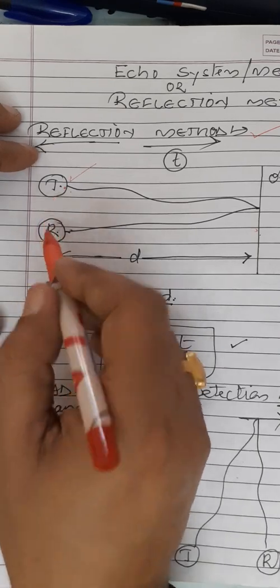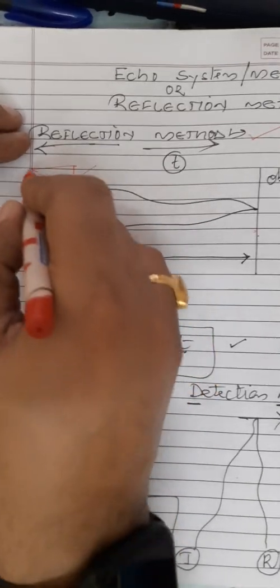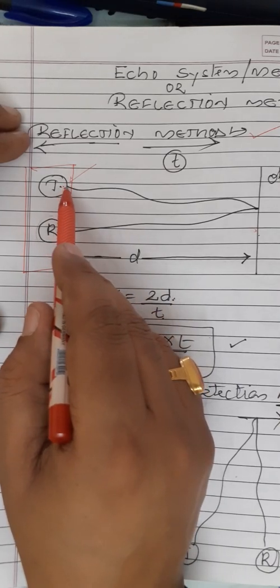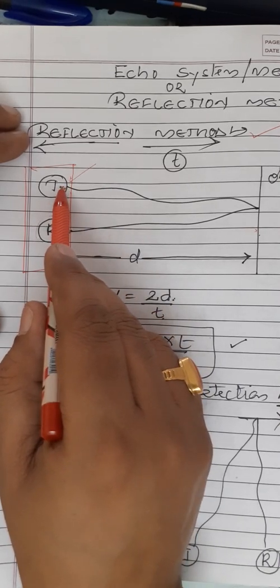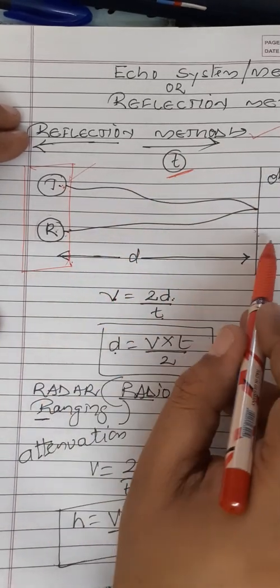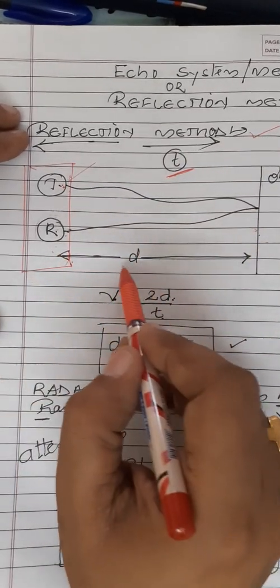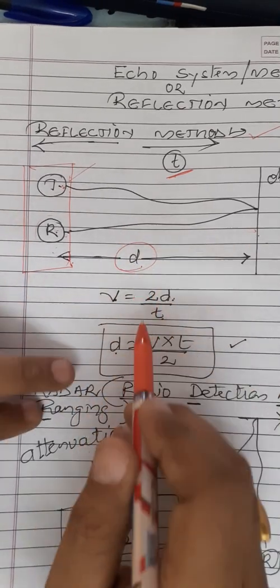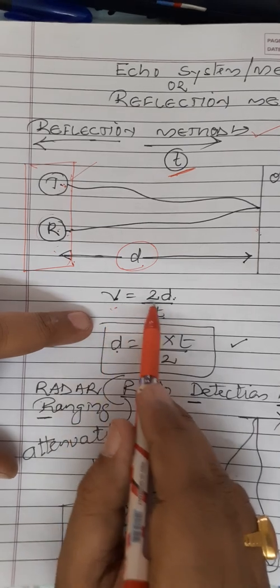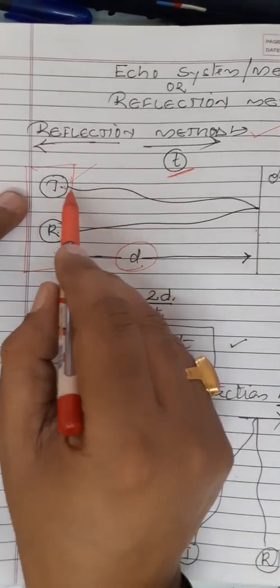Again, this instrument which we are going to use to transmit and receive the waves will be able to measure the time duration between when the waves are transmitted and received. That time is, suppose, t, and the distance of the object from the transmitter is, suppose, d. Clear? Now velocity, we know the formula. Velocity, or in this case you can say speed, is equal to distance upon time. The distance covered is twice.